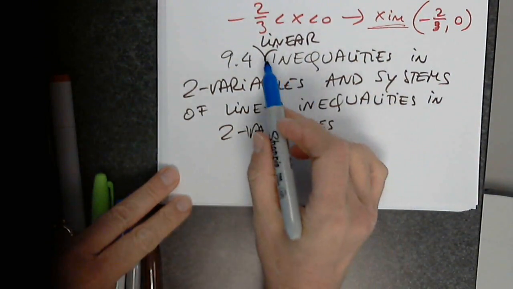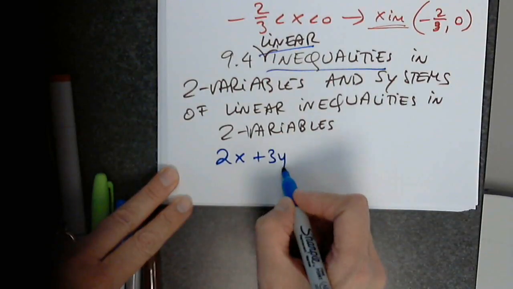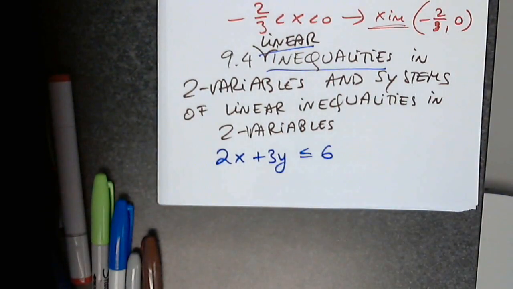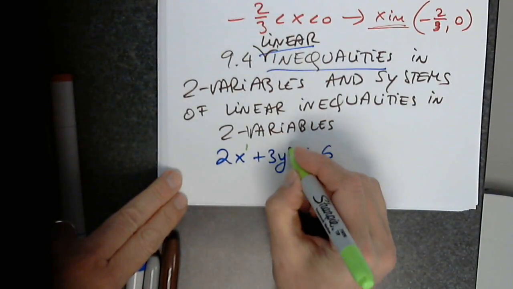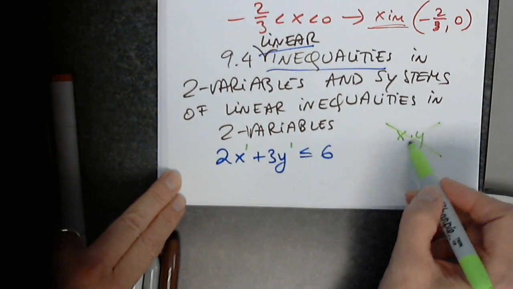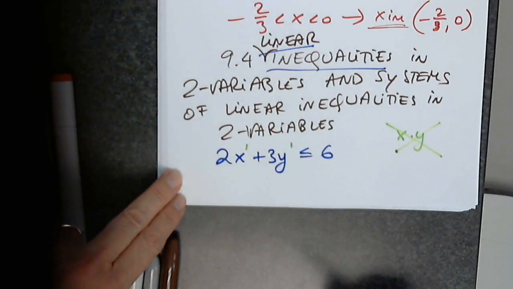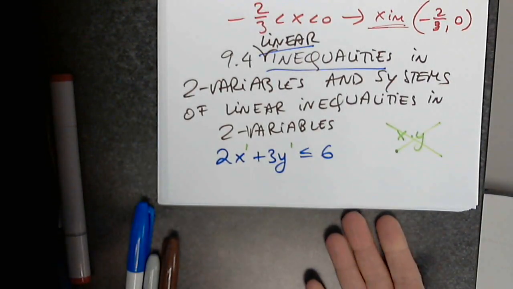So let's start with a linear inequality in two variables. Here's an example: 2x plus 3y less than or equal to 6. Is this a linear inequality? And if it is, how do I know it's linear? Yes, because the powers for x and y are 1. There is no product of variables. The product of two variables is not linear. And x and y are not in the denominator, which would mean a power of -1. So I know this is a linear inequality.